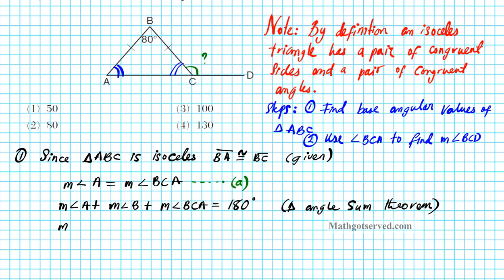Measure of angle, instead of A, measure of angle BCA, plus measure of angle B. What do we know the measure of angle B is? It's 80 degrees. So let's just put in its angular value, plus 80, plus measure of angle BCA is equal to 180 degrees. This is by substitution. I made a substitution of what angle A is equal to into this equation right here.